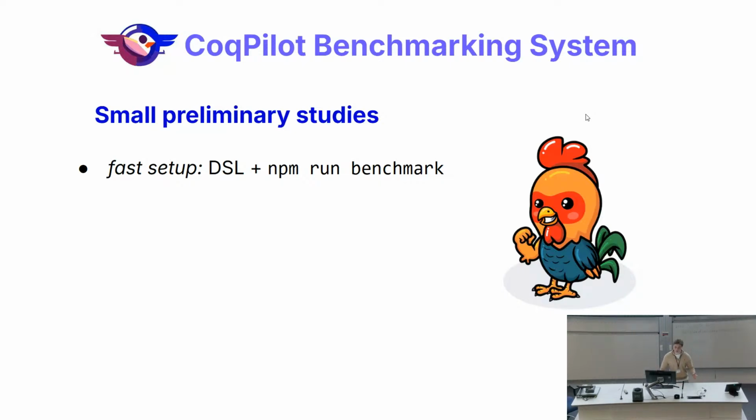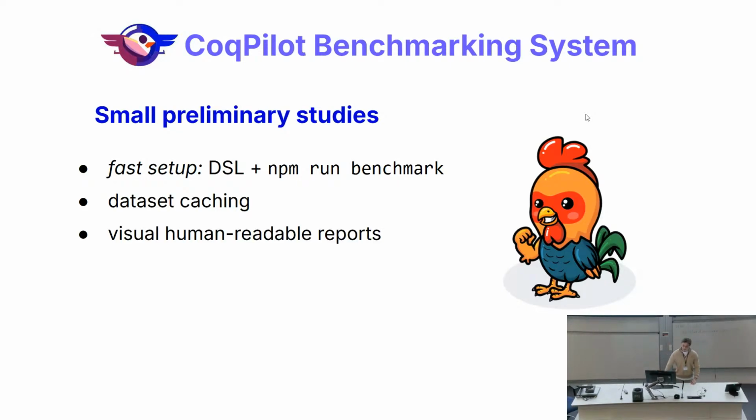The DSL, about which I already talked: you specify the experiment setup through the DSL, and then just hit npm run benchmark, and it's done. We allow dataset caching. We generate visual, human-readable reports for fast analysis after experiments, and implement a fast fail strategy and logging, so that on the small scale, when you want to just check something and not wait until the whole experiment is done, you can find out that something went wrong really fast and easily.